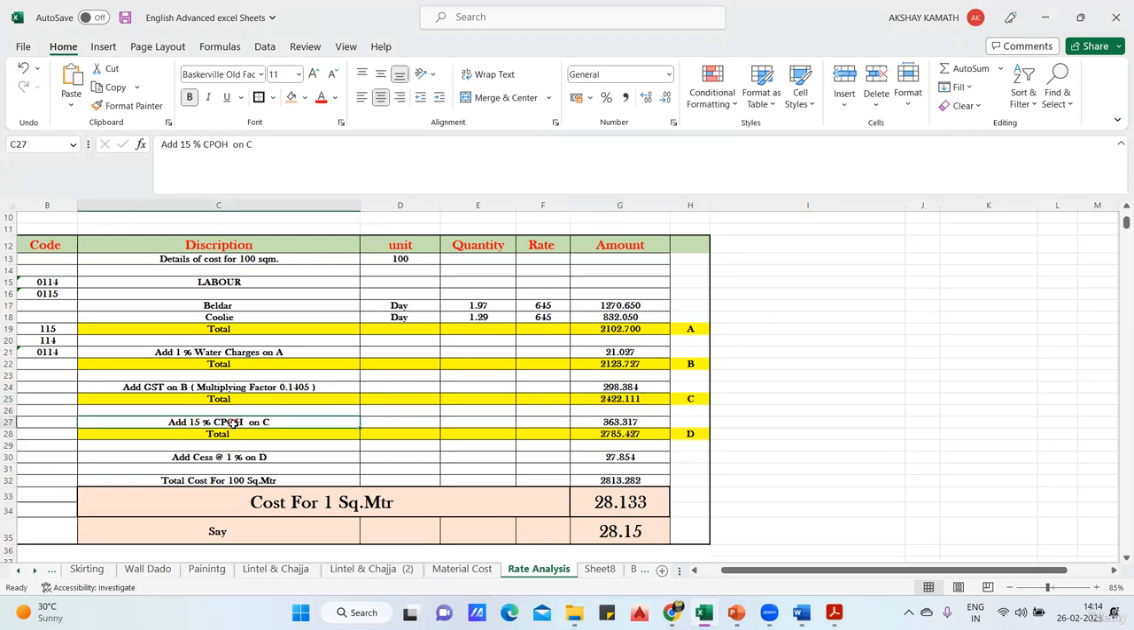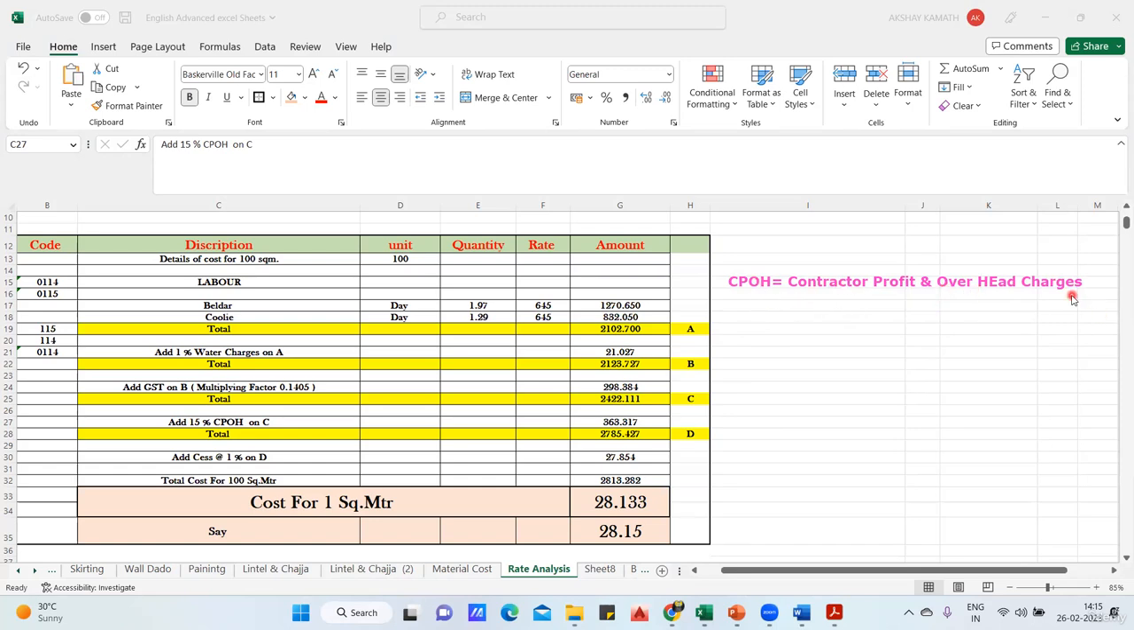Now last is 15%. You have to add CPOH. CPOH stands for contractor profit and overhead charges. So what do you mean by this? Whenever you do any work, let us say if you are a contractor, without a profit, you are not going to do any work. So here, the contractor profit, they have taken 15% along with CPOH. Now, what is CPOH? OH means overhead charges.